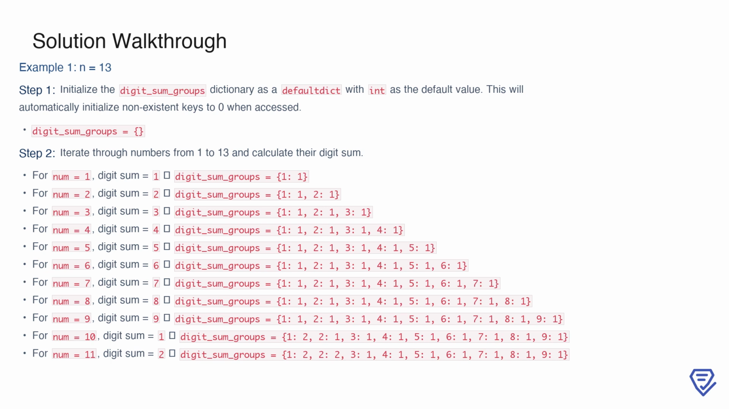When we process numbers with multiple digits, such as 10, the digit sum is 1 plus 0, which is 1. This increases the count for the key 1 in the dictionary to 2. Similarly, for 11, the digit sum is 1 plus 1, which is 2, so the count for key 2 also becomes 2. By the time we finish processing all numbers up to 13, the dictionary reflects the frequency of each digit sum, with some keys having counts greater than 1 because their digit sums are repeated.